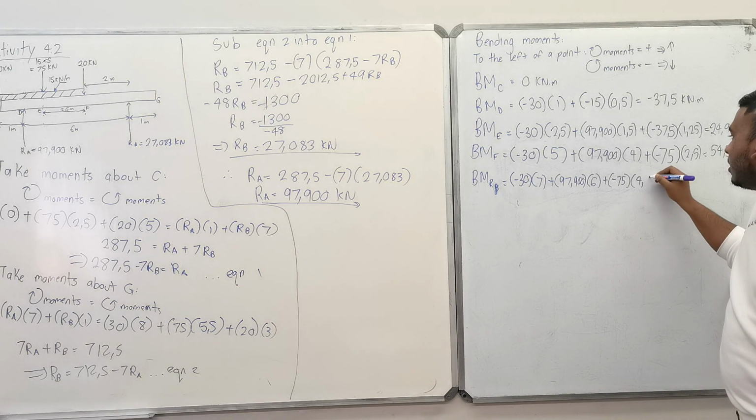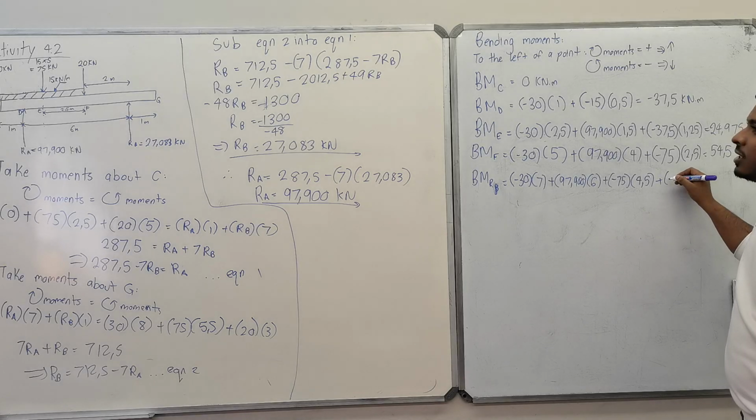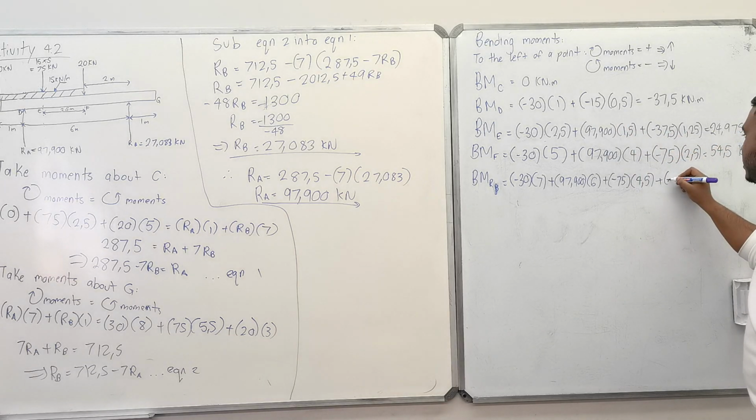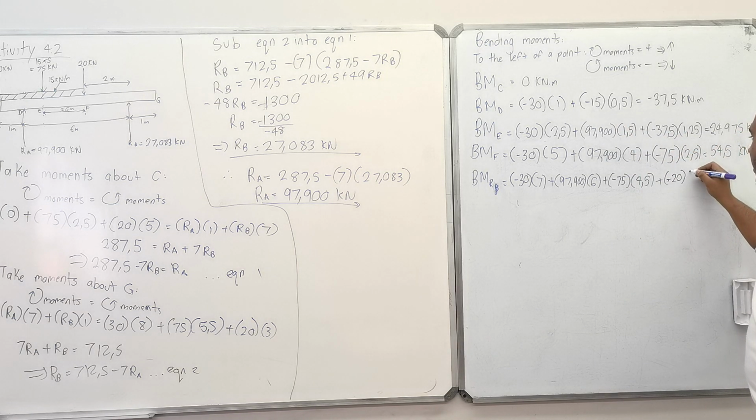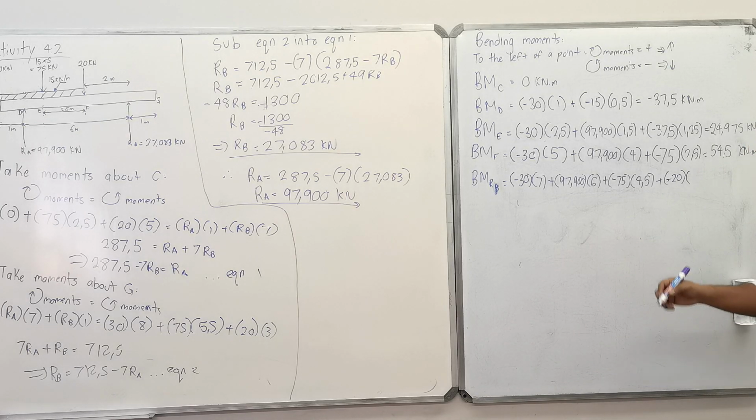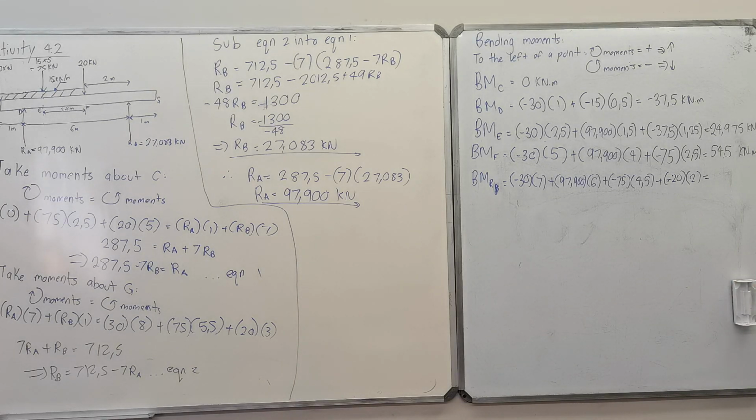4.5. Plus the downwards force of 20 kilonewtons, how far away is that from RB? So what's the answer? It should come to 0.004, about 0. I didn't do RB. I went to G.